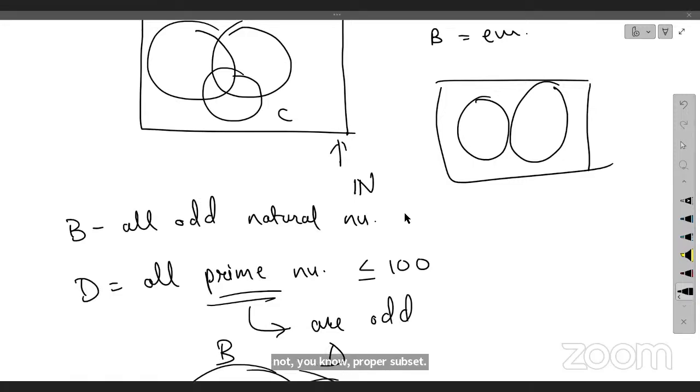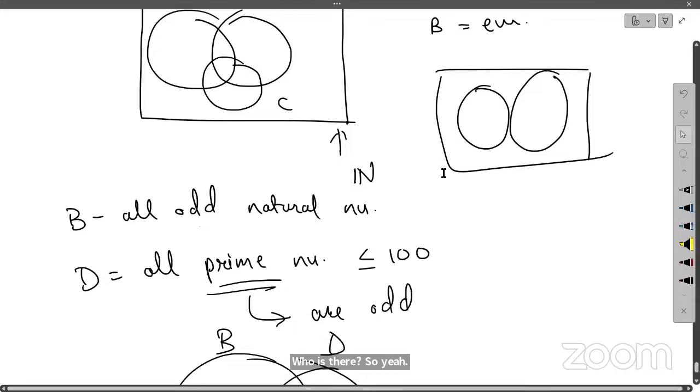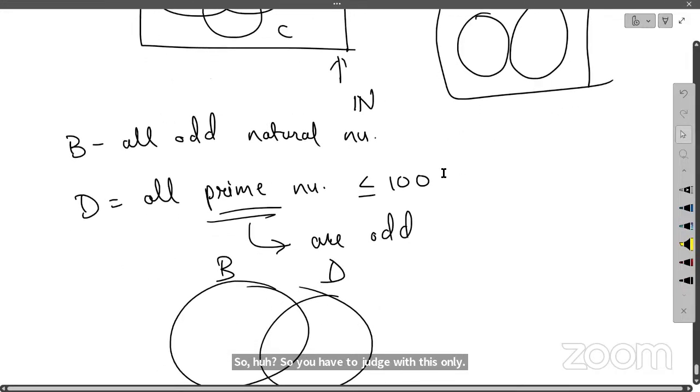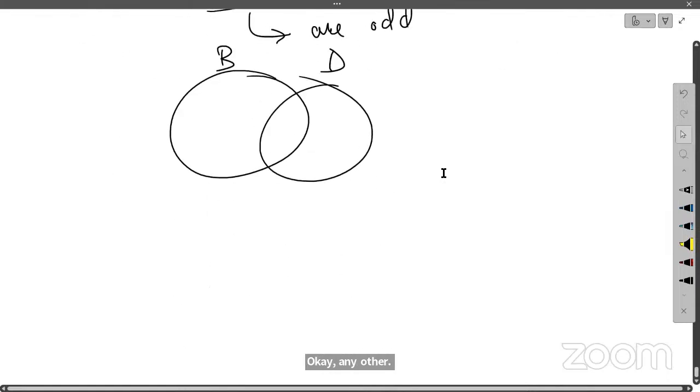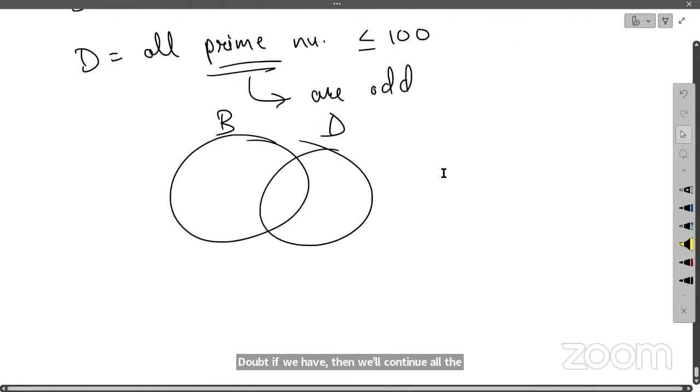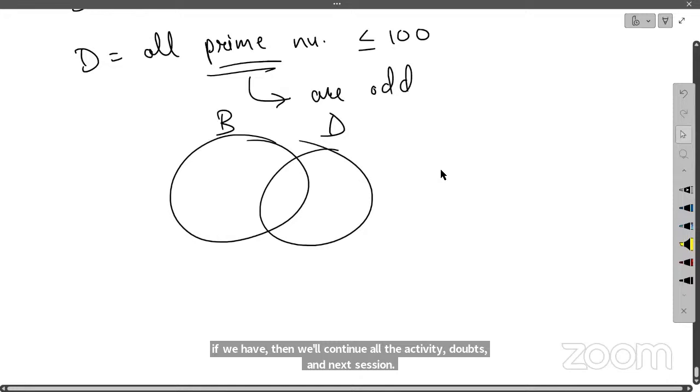Okay. Any other doubt? If we have, then we will continue all the activity doubts in the next session, because it's already 10:15. So, you guys, I think practice assignment, eighth question.